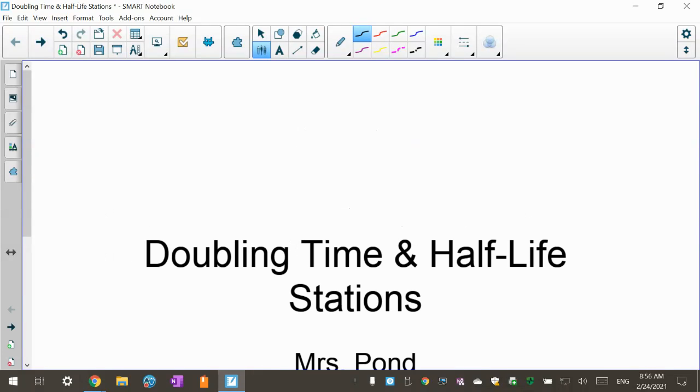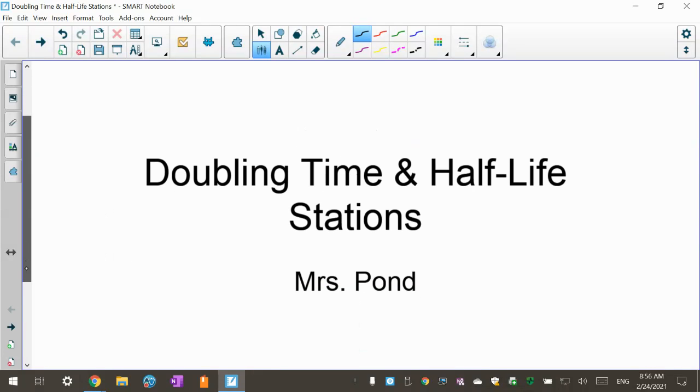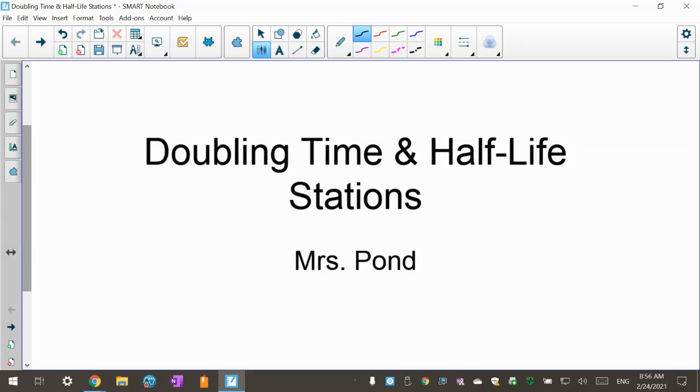Right, this video right here is our doubling time and half-life stations. Normally while we're in school, we go around the room and we practice this. There are 7 stations total, so I'm going to go through step by step how we practice these.